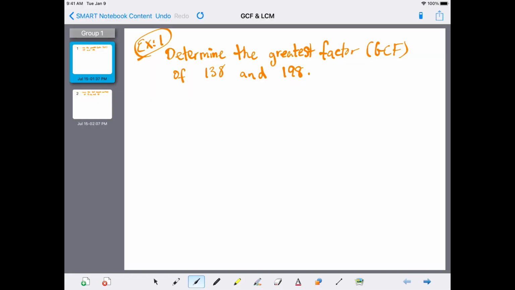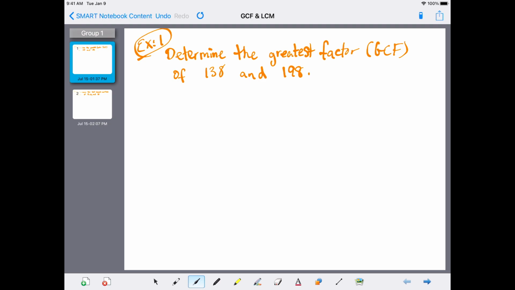In the last video, you learned how to determine the prime factorization of a number. In this video, I'm going to show you how to use the prime factorization to determine the greatest common factor between numbers. So first of all, what is the greatest common factor? It's exactly what it sounds like. It's just the largest factor between the numbers that you're looking at.